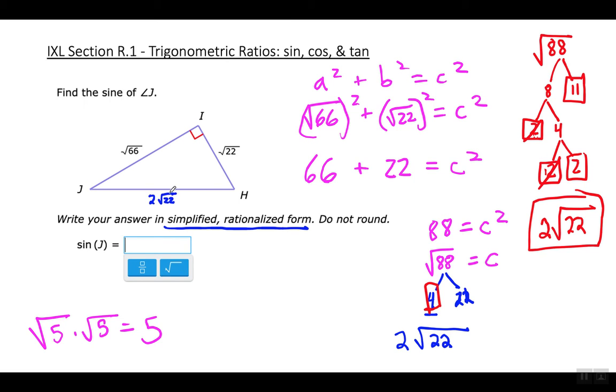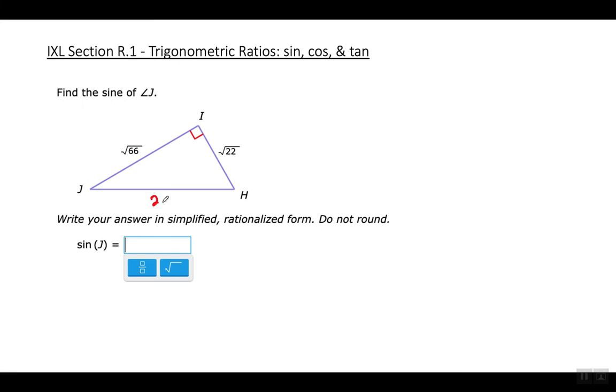All right, so that's the hypotenuse. Let me get rid of all this mess, and I'll rewrite this number, which is 2 square root of 22. All right, now we've got to find the sine of j, which is the opposite side, which is this one, over the hypotenuse, which is this one.